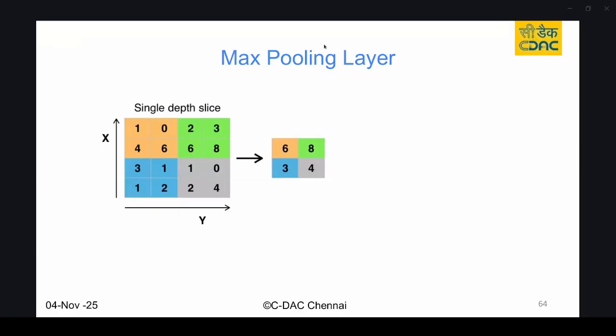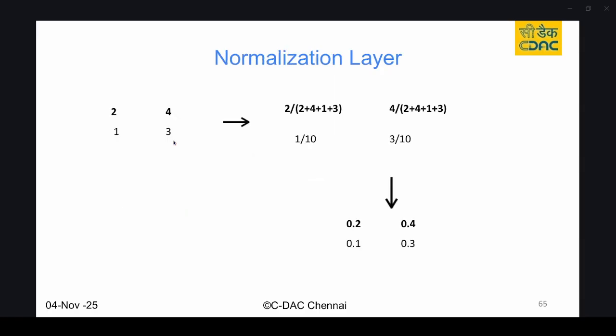Here in the max pooling layer I have 1, 0, 4, 6, so the maximum is 6. Out of this 2x2, 2, 3, 6, 8, the maximum value is 8. Out of this 2x2, 3, 1, 1, 2, the maximum value is 3. Out of this 2x2, 1, 2, 4, 0, the maximum value is 4. So you get a 2x2 matrix as output of the 4x4 matrix in a max pooling operation.